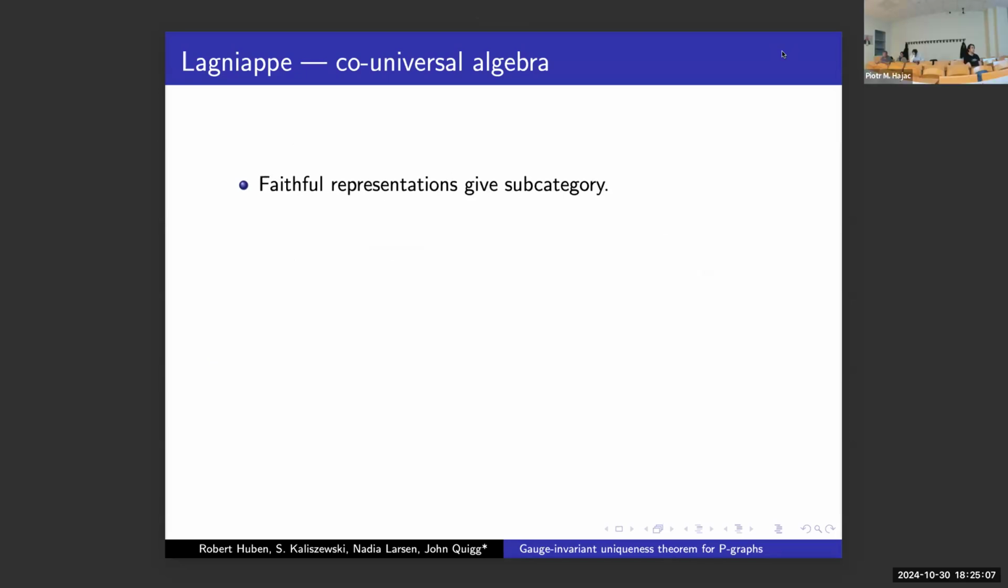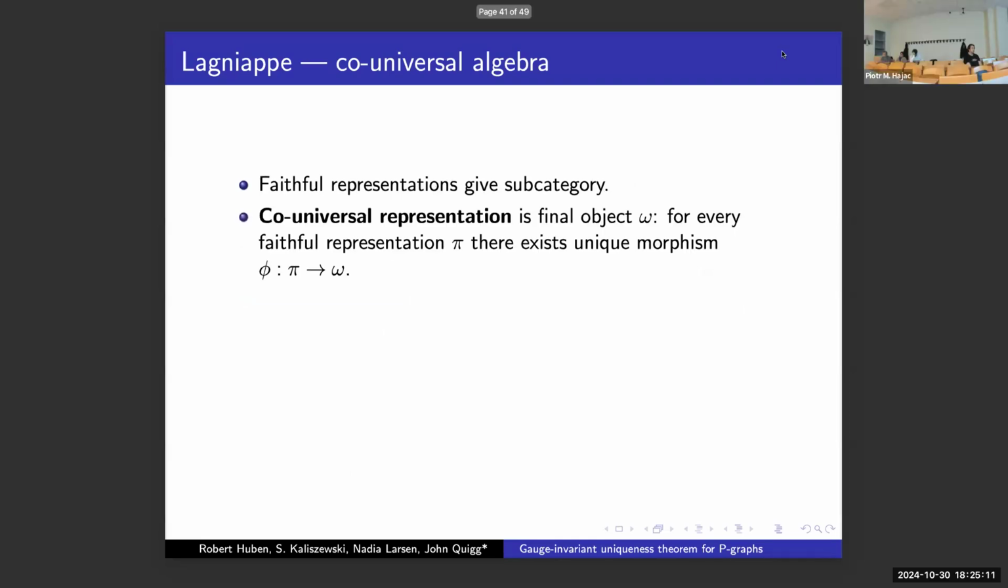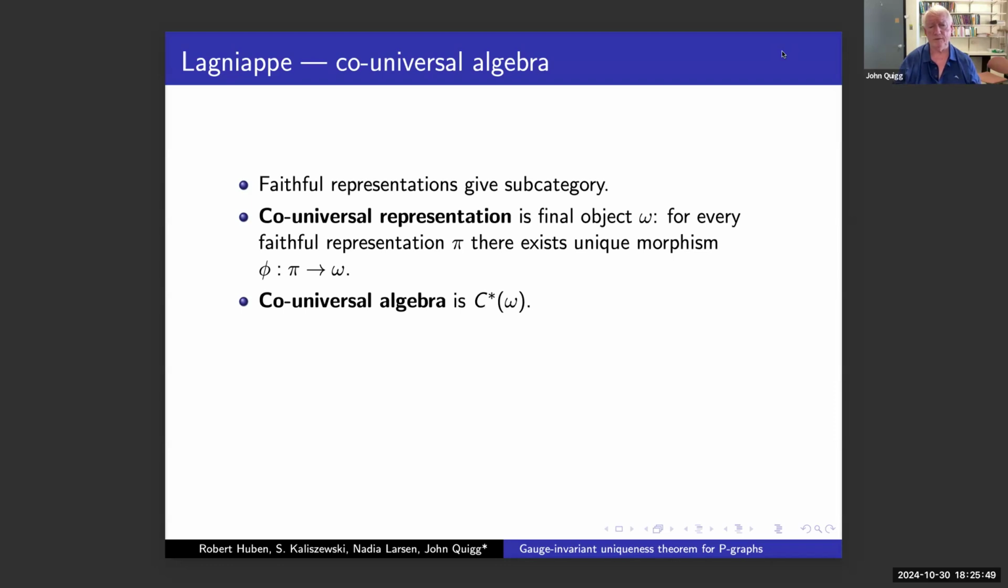These faithful representations give a subcategory of all representations. A co-universal representation, this is the definition in some sense. Well, it isn't the correct definition, but it's one way to define this. It's a final object in this category of faithful representations. So it's a final object omega. It's a faithful representation, and for every faithful representation pi, there's a unique morphism from pi to omega, so it's a final object.